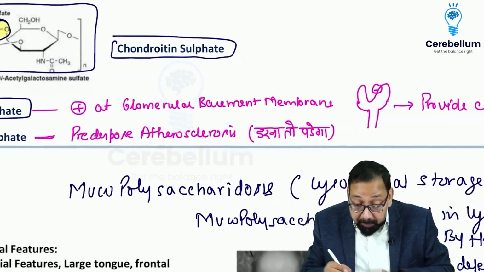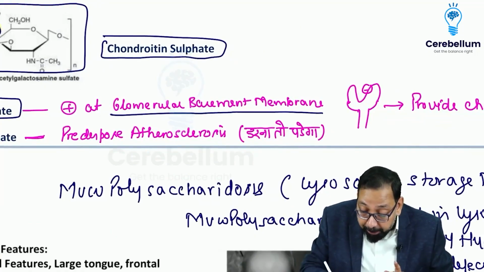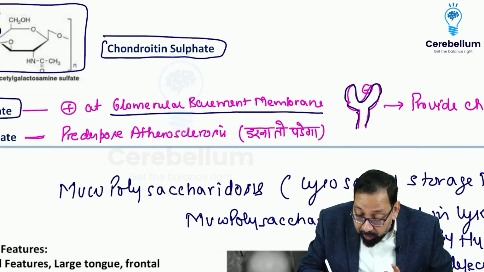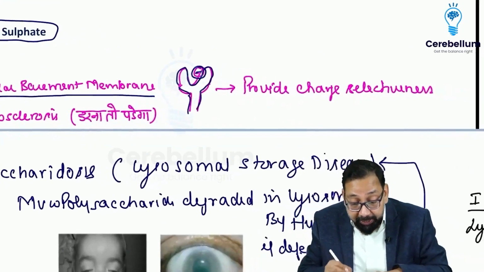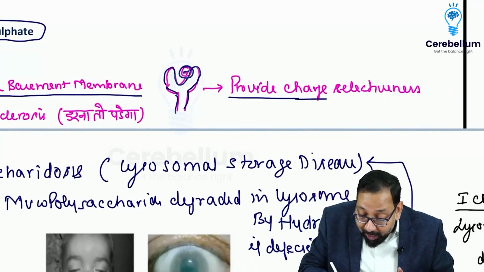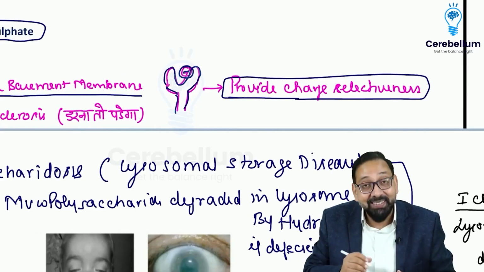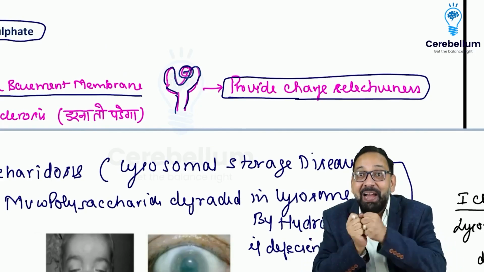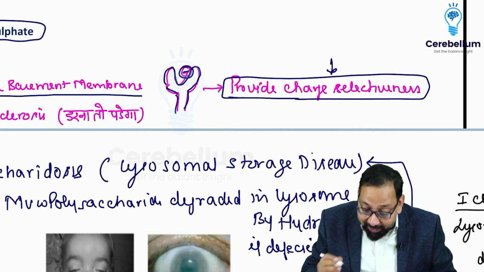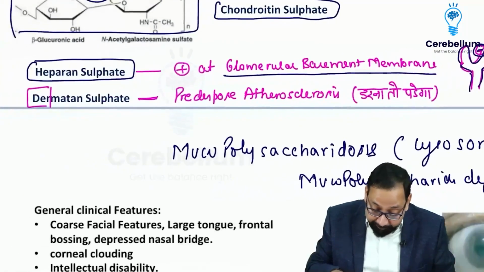Heparan sulfate is present at the glomerular basement membrane. This is the glomerular basement membrane, and this provides negative charge. Due to this negative charge, it provides charge selectivity. Negatively charged compounds are not excreted because they will repel. So heparan sulfate provides charge selectivity.